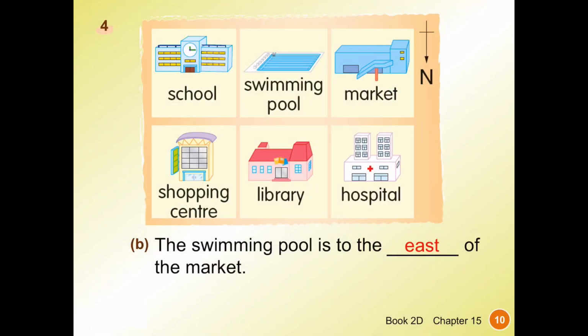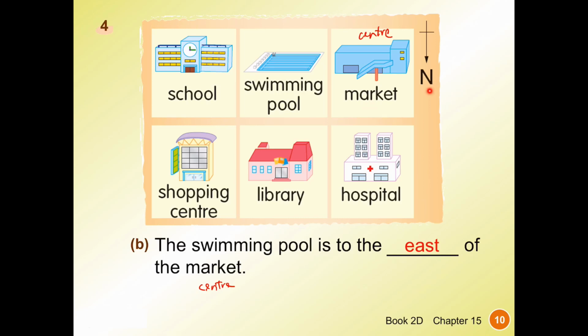For part B, the swimming pool is to the of the market. So remember, the last thing at the end of the sentence, we treat this as our center. So this is being the center. And then we want to know the swimming pool is of which direction of the market.